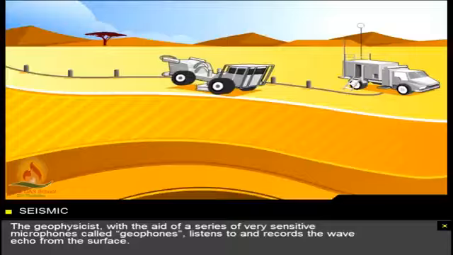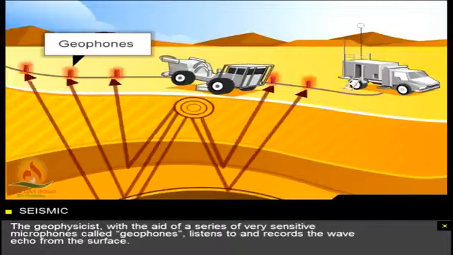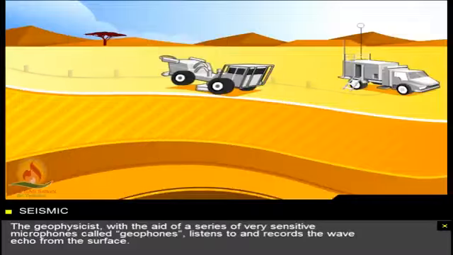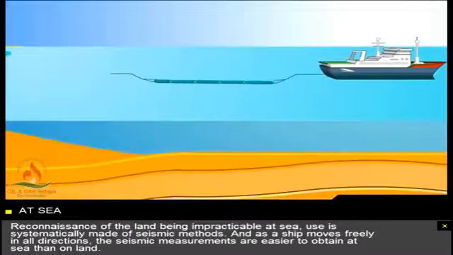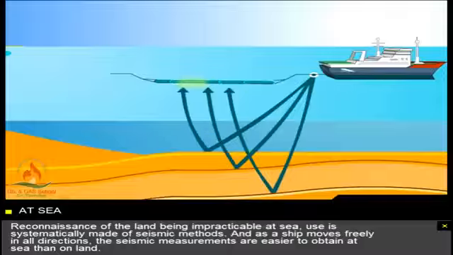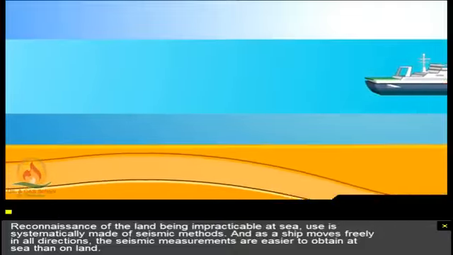The geophysicist, with the aid of a series of very sensitive microphones called geophones, listens to and records the wave echo from the surface. Reconnaissance of the land being impracticable at sea, use is systematically made of seismic methods, and as a ship moves freely in all directions, the seismic measurements are easier to obtain at sea than on land.